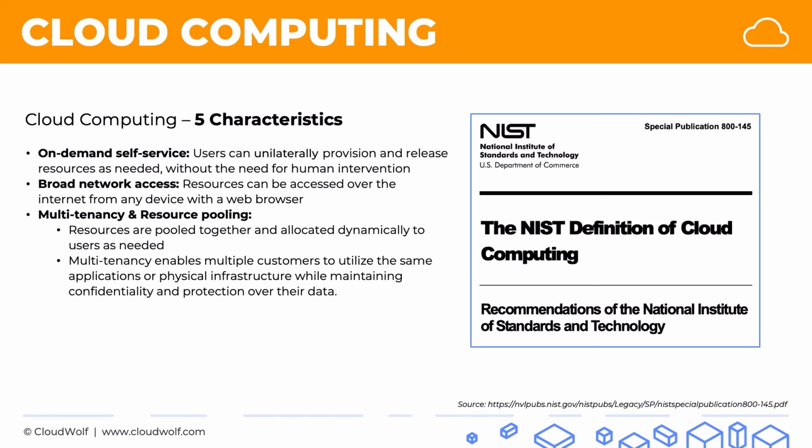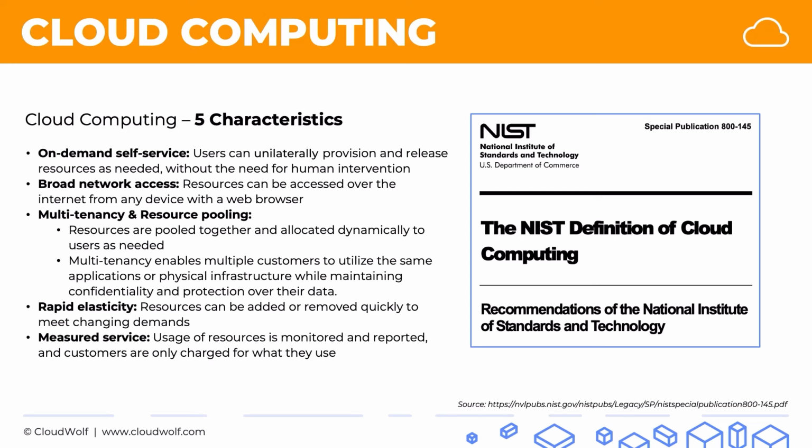Pretty straightforward. And multi-tenancy basically means that you and other users will be using the same infrastructure, but your data is still going to be confidential, it's still going to be secure, and other users won't be able to see it. Rapid elasticity means resources can be added or removed quickly to meet changing demands, and measured service means usage of resources is monitored, reported, and customers are only charged for what they use. So as long as a cloud provider meets these 5 definitions or characteristics, then it's considered to be cloud computing. Very important to know.